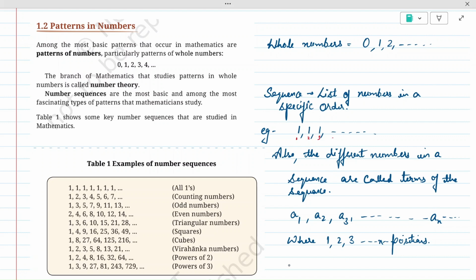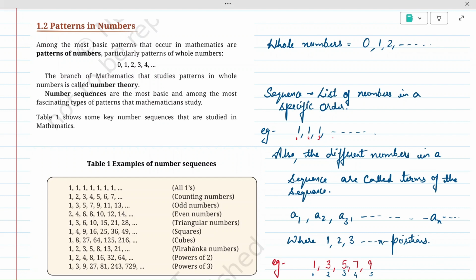All right, let me take another example here. I have a sequence, 1, 3, 5, 7, 9. The term present at the first position is 1. At the second position we have the term 3. At the third position we have the term 5. At the fourth position we have the term 7. At the fifth position we have the term 9, and so on.